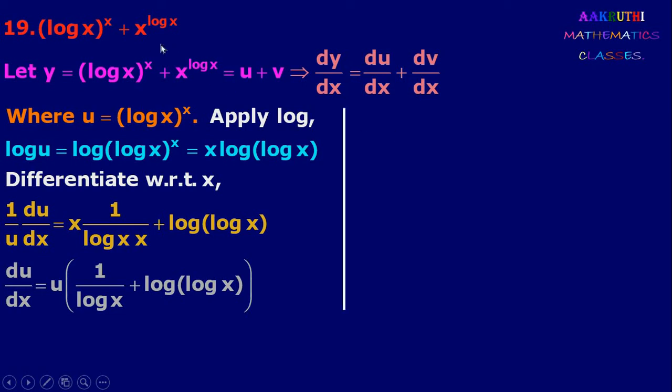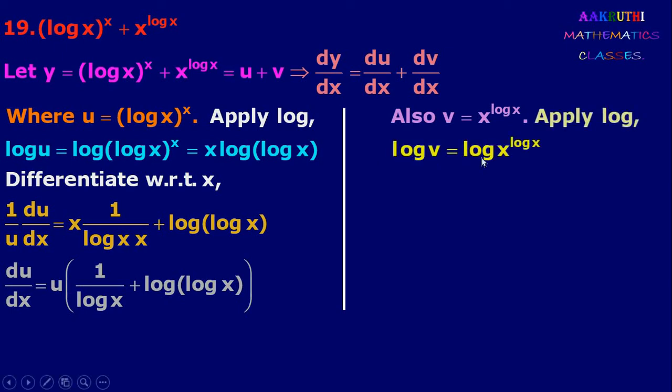Now here v equal to x to the power log x. Now here base is also variable, power is also variable. Now here you have to apply log on both sides. So apply log, we get log v equal to log x to the power log x. So we can simplify this. We can write log v equal to log x into log x, taking power to coefficient.